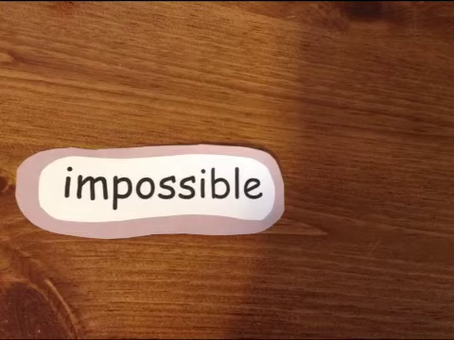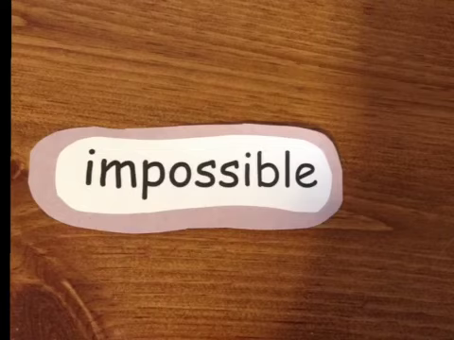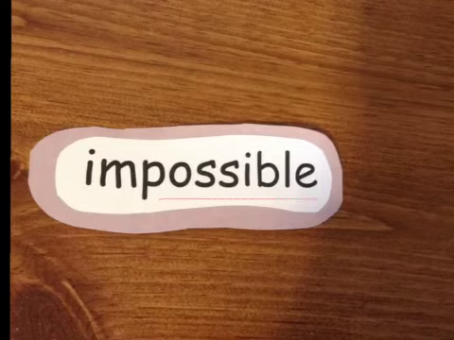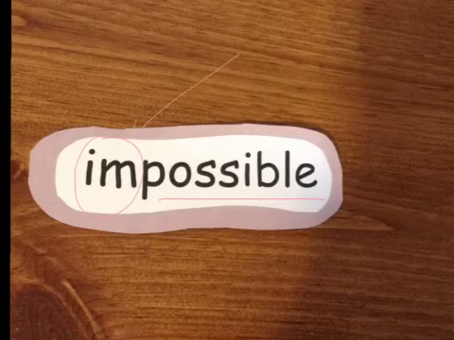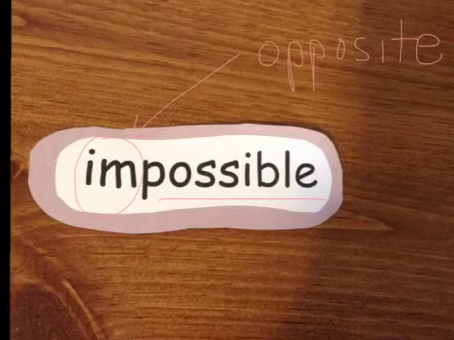Impossible is your next word. What do you think the root word of this is? If you guessed possible, you are correct. What is the prefix? Im. The im changes the word to the opposite. So if you thought something was possible, it's now impossible with that prefix. Remember, pre means before.